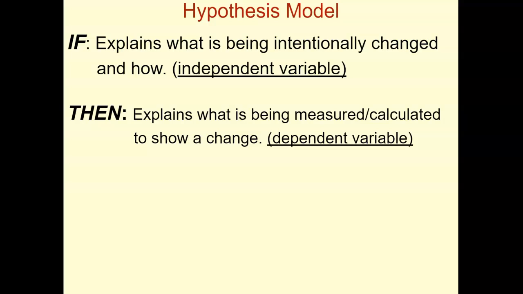Okay, so the independent variable is part of your if statement and is what is being changed or manipulated. And your dependent variable is part of your then statement and is what is going to respond to the other variable. So what's going to happen and how may the dependent variable show a change.